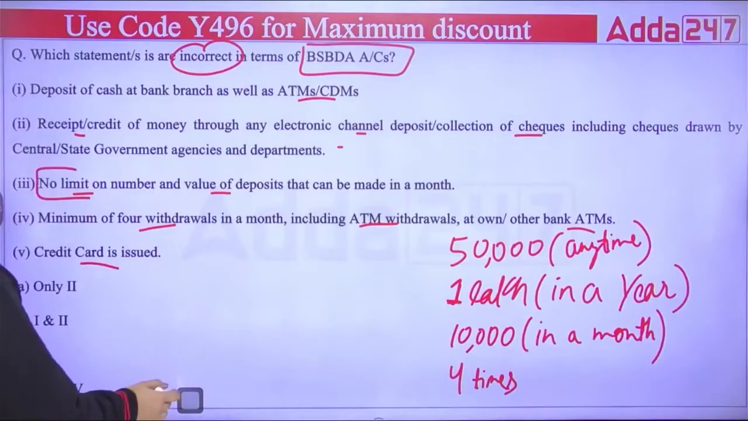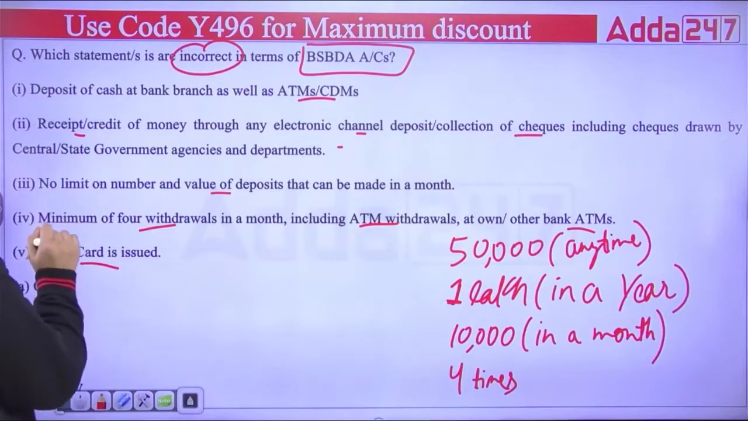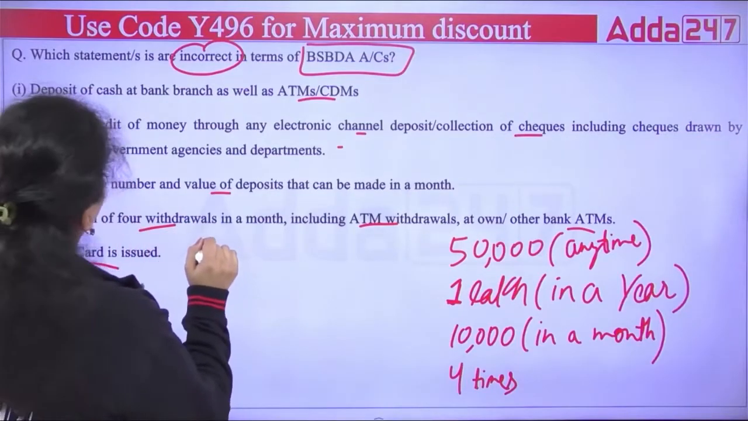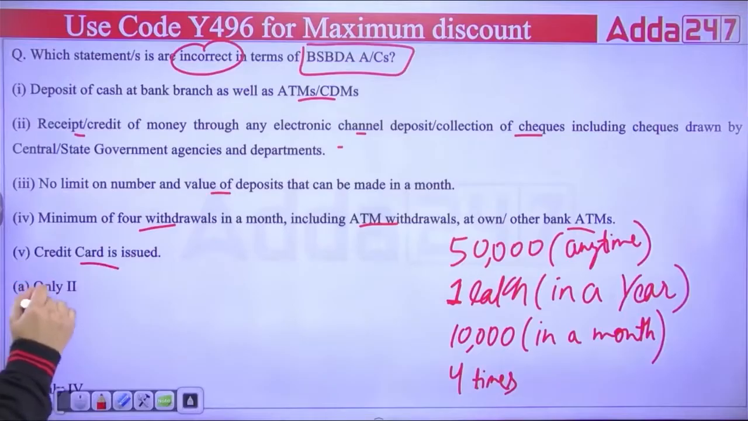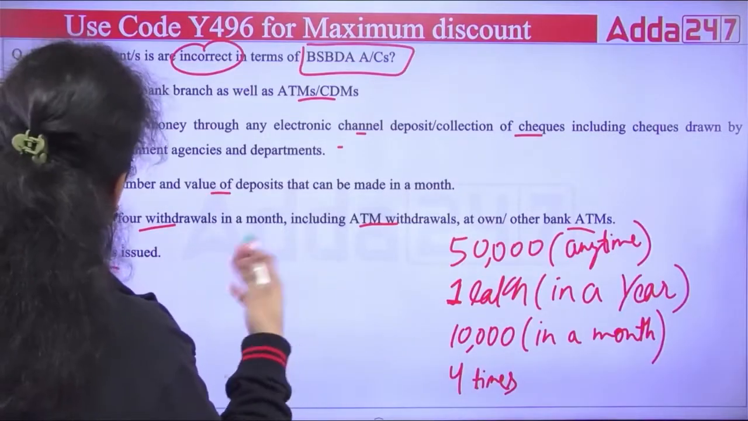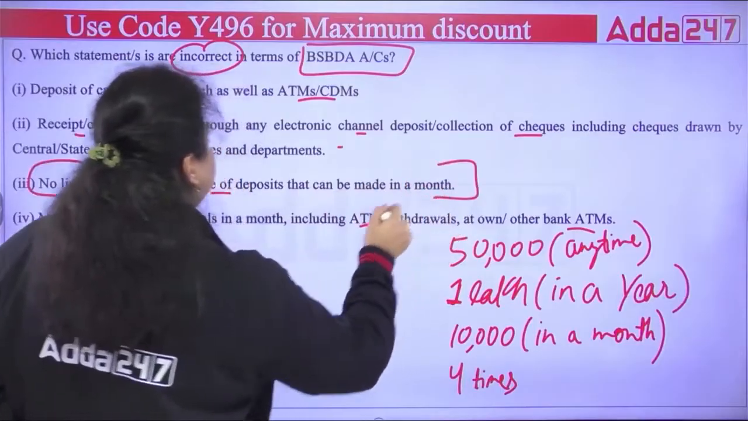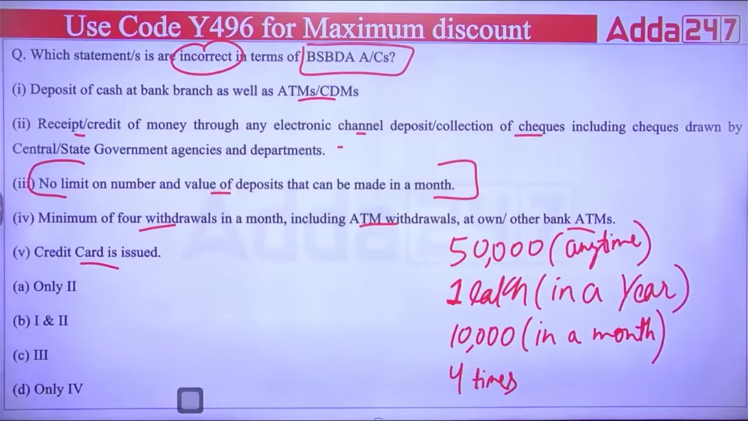Sorry, one second. That is saying, okay, now the fourth, but the third statement, no limit on number and value of deposit that can be made in the month. Not the fourth but the third one is incorrect.